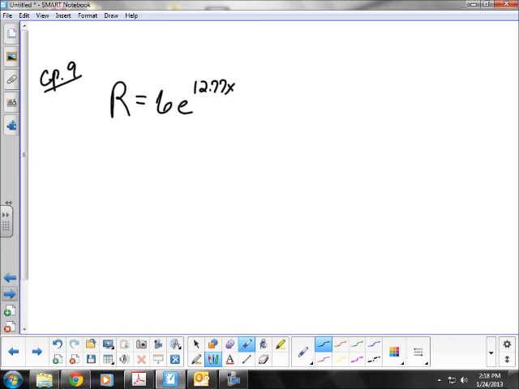And that's the formula. That the risk that's involved and how likely you are to have an accident is equal to 6 times e raised to 12.77 times the concentration of the alcohol in your blood. Okay? So, on checkpoint 9, it says we're going to use that formula to answer this question. What blood alcohol concentration corresponds to a 7% risk of a car accident?